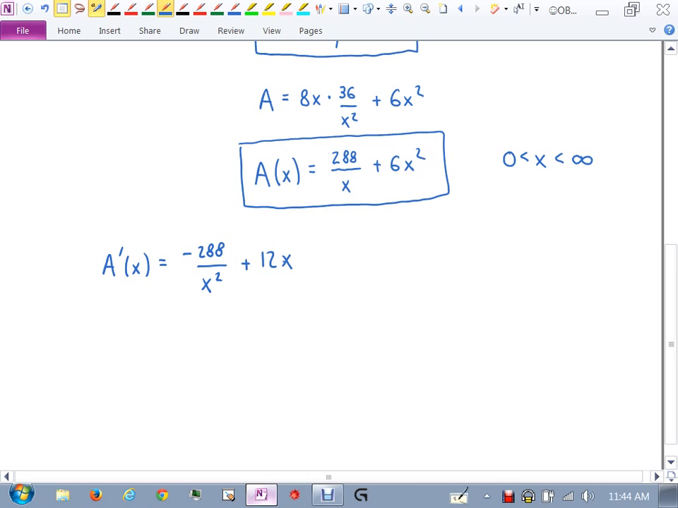I'm writing 288 over x as 288 times 1 over x. Is this right? If you have a constant times a function, you take the derivative, the constant stays, the derivative of the function is negative 1 over x squared. So derivative of this, and then put them back together. And that's negative 288 over x squared. That's the easiest way to do it. I mean, it's much easier than quotient rule. Quotient rule gets you the same thing.